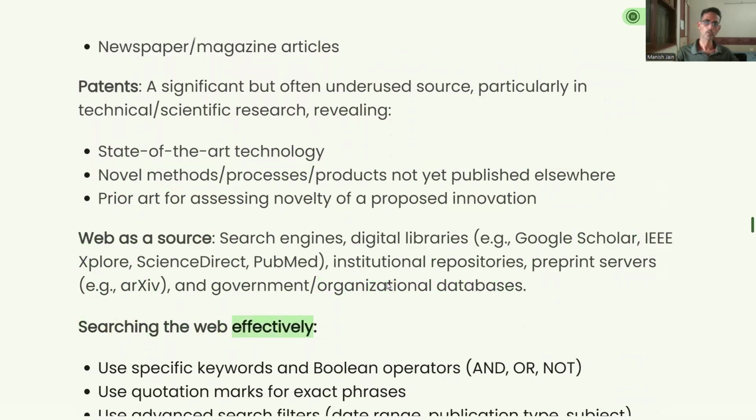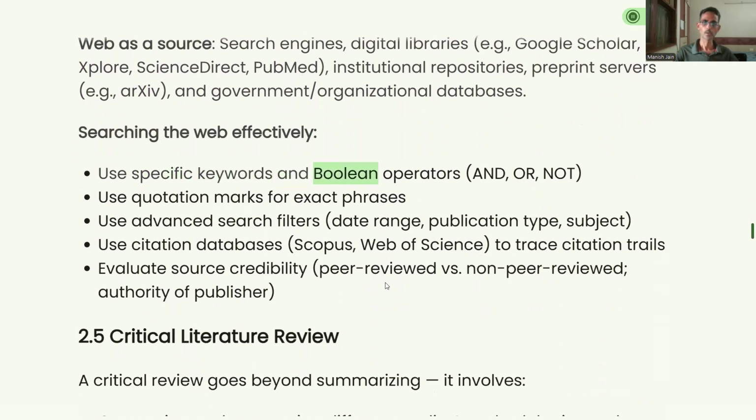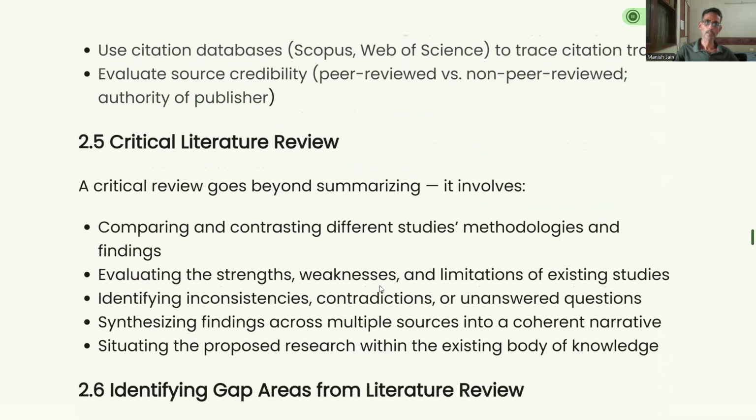Searching the web effectively. Use specific keywords and Boolean operators: and, or, not. Use quotation marks for exact phrases. Use advanced search filters: date range, publication type, subject. Use citation databases, Scopus and Web of Science, to trace citation trails. Evaluate source credibility: peer-reviewed versus non-peer-reviewed, authority of publisher.